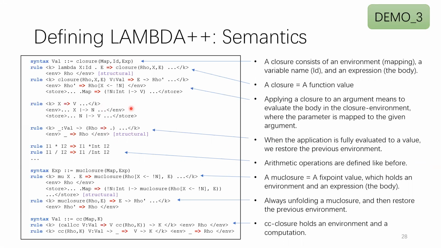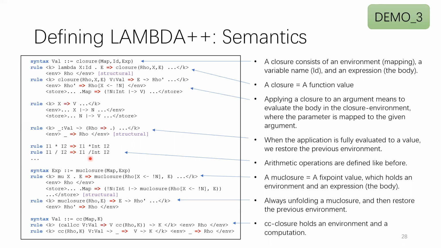So the rule above is the variable lookup rule. It looks at the value of a variable x by first looking at the environment cell and finds the location n, and then looks up a value v associated to n in the store cell, and then it rewrites x to v, okay? Then the arithmetic operation semantics is the same as in Lambda, so we omit them here.